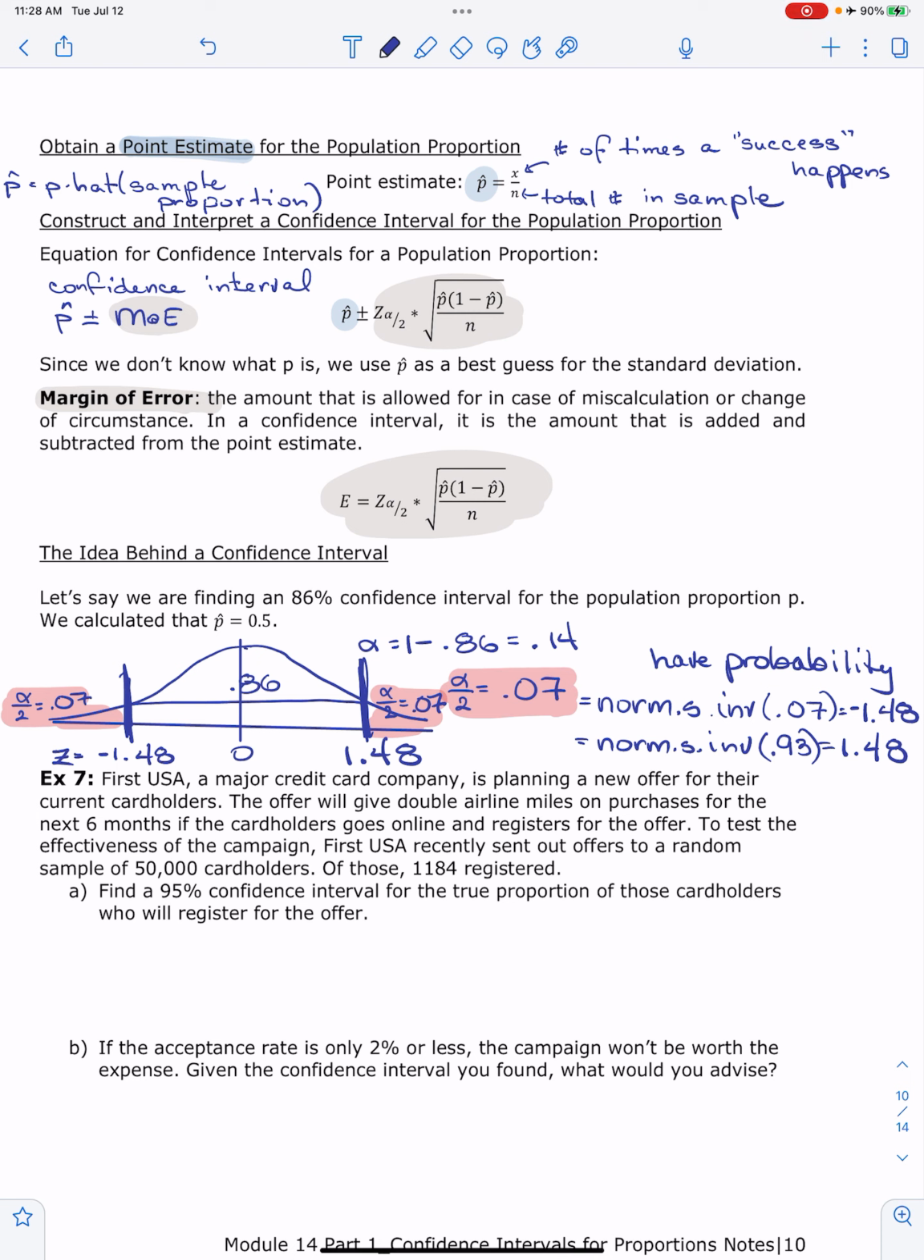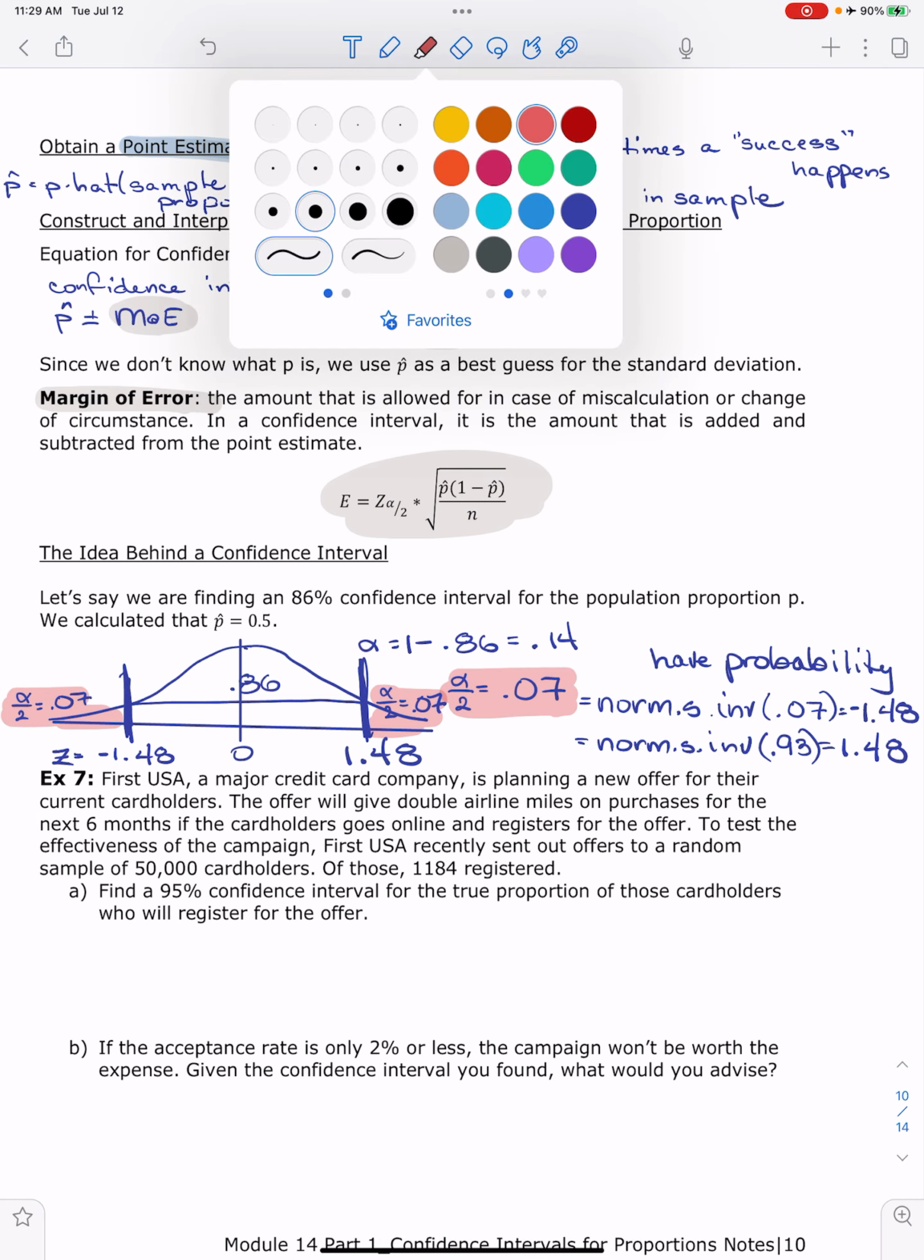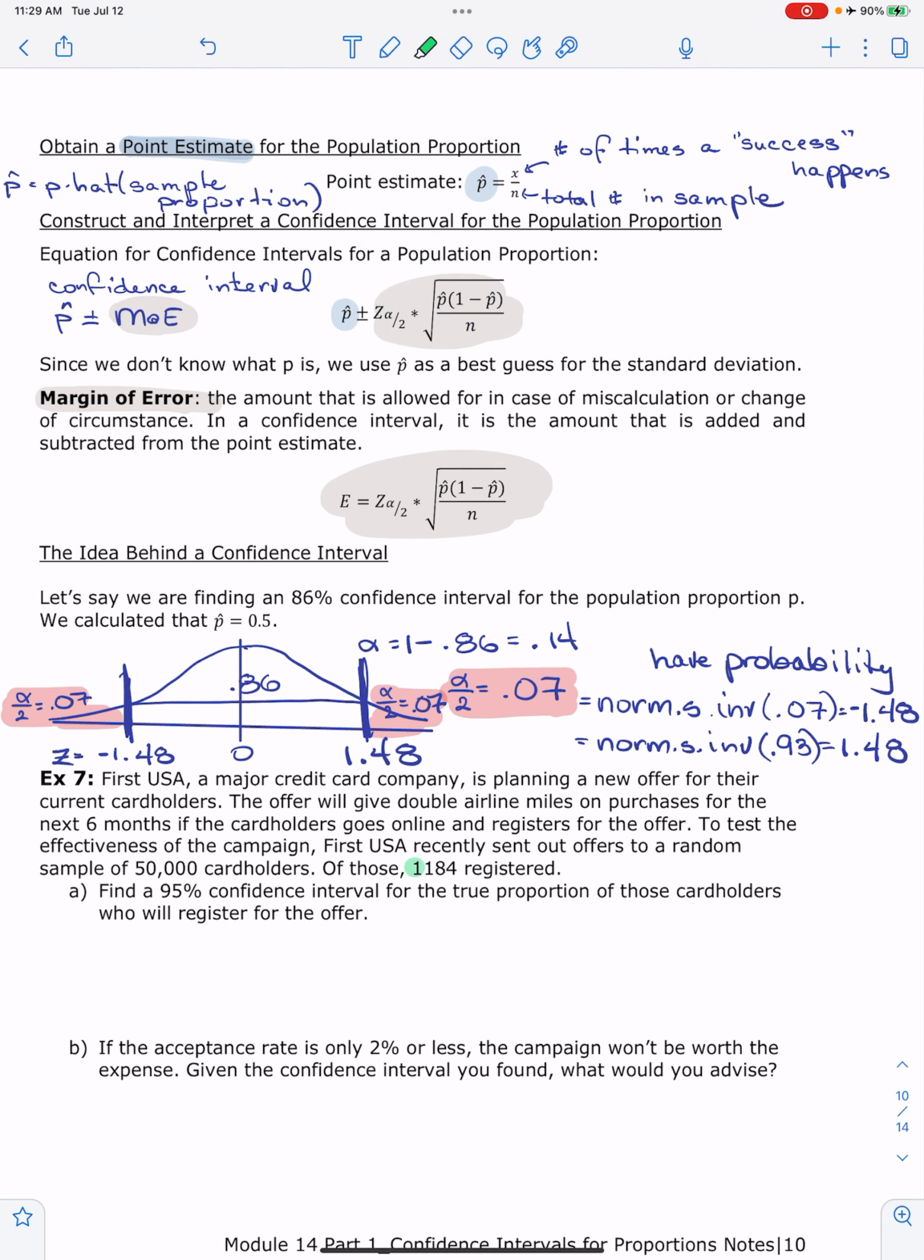Okay, let's take a look at example 7 and do this again. We have First USA, a major credit card company, planning a new offer for their current cardholders. The offer will give double airline miles on purchases for the next 6 months if the cardholders go online and register for their offer. Nothing unusual. To test the effectiveness of the campaign, First USA recently sent out offers to a random sample of 50,000 cardholders. Of those, 1,184 registered. So let's start by taking a look at the information that we use.